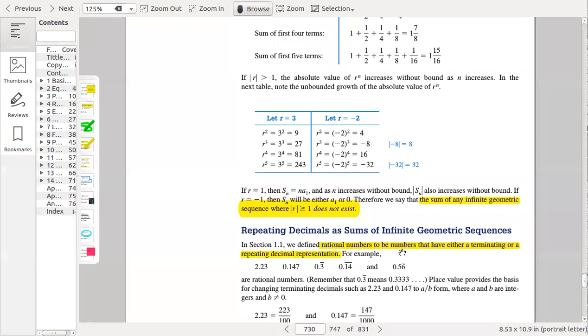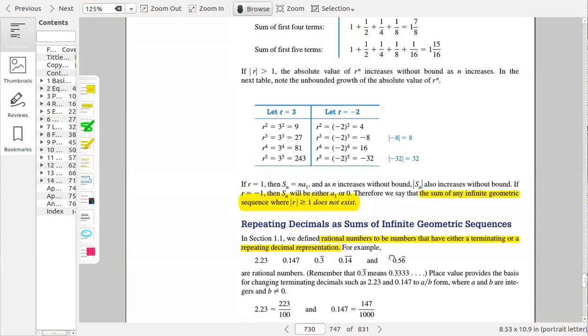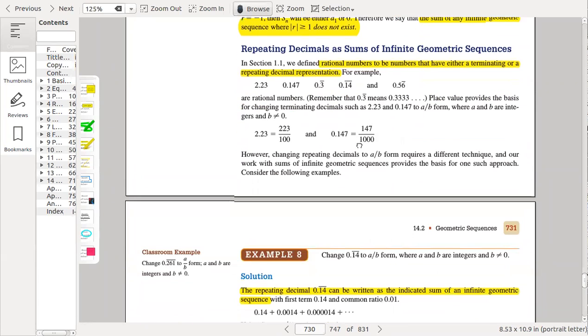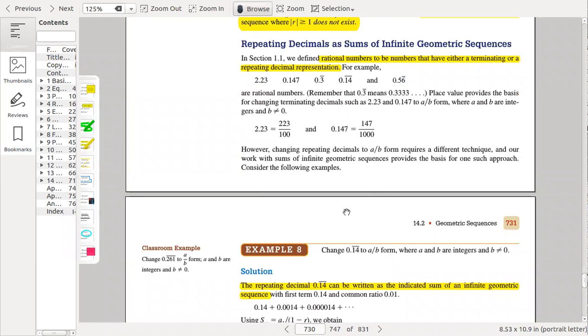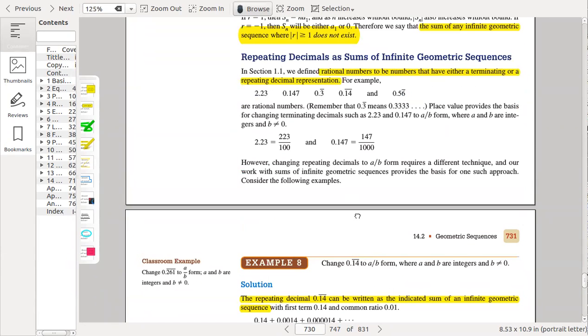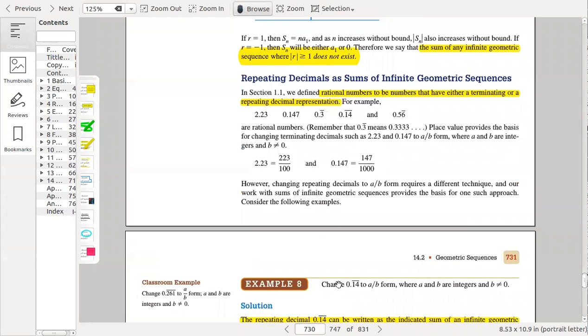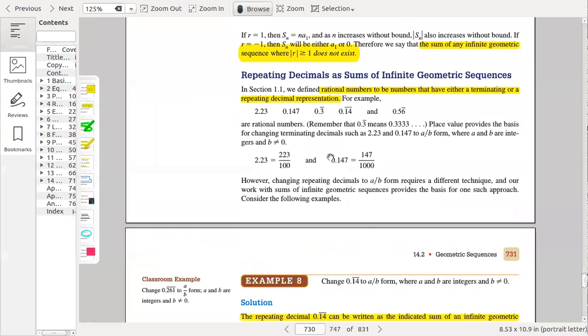Repeating decimals as sums of infinite geometric sequences. Now we can write repeating decimals as sums of infinite geometric sequences. How can we write them? For example, if we have 2.23, we can write it as 223 over 100. If we have 0.147, we can write it as 147 over 1000. This is the way to convert these decimals. Then how can we write repeating decimals as the sum of an infinite geometric sequence?